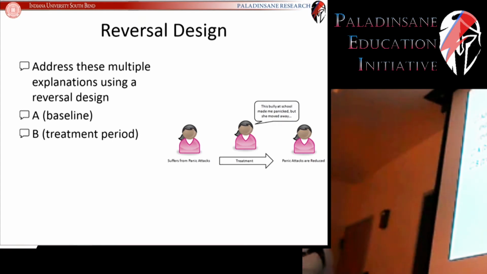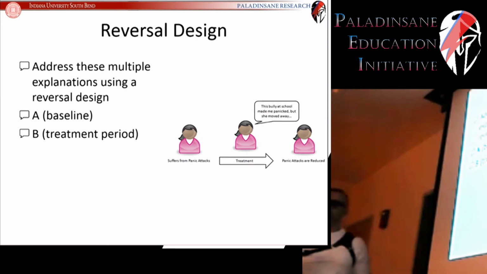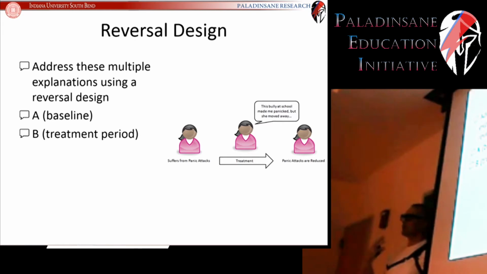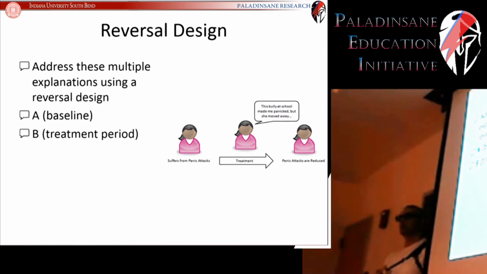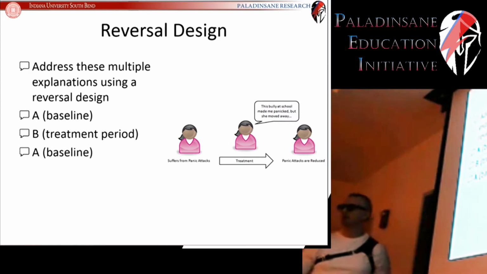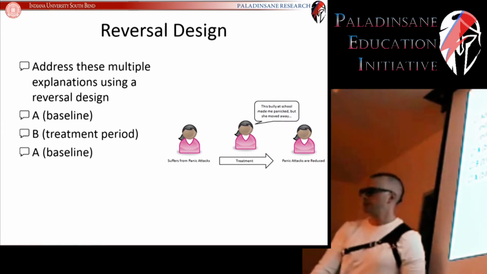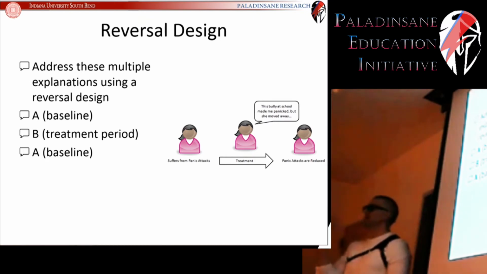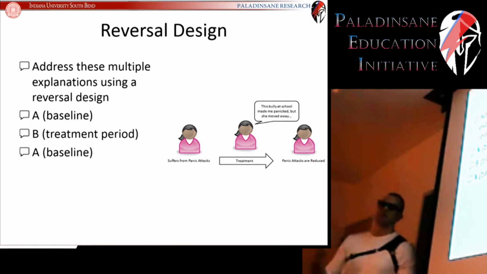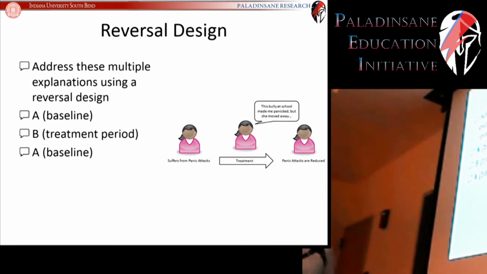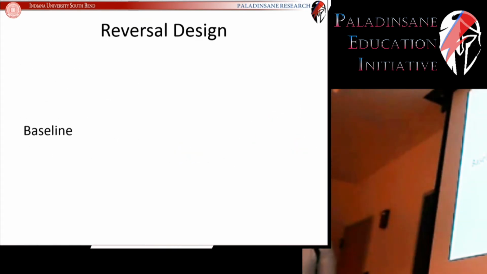What happens in the reversal design is then once the treatment period occurs, if the change that we're looking for has actually taken place, in this case, if panic attacks are reduced, we then go back to baseline. We then reverse the treatment, remove the treatment, and see what happens to the behavior. We remove the treatment and basically go back to baseline conditions. So this is what it would look like.